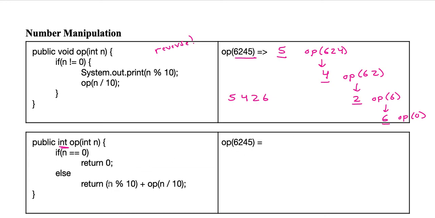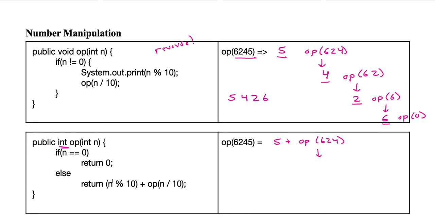So we'll go through the exact same process, but what it says is if n is 0, we return 0. Otherwise, we're going to return the result of taking our number mod 10, so just the ones place. In that case, that's the number 5. And what we want to add to that is the operation of the exact same function call, but on the number 6245 divided by 10, which is 624. Okay, so what does op624 do?